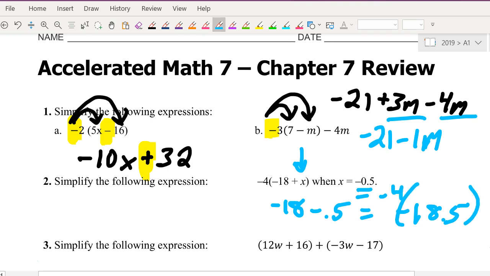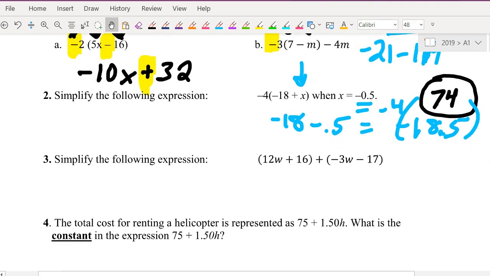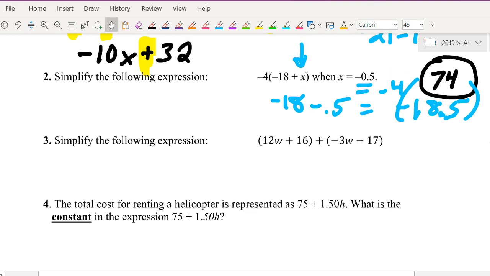Okay, I'm going to stop this. So, negative 18.5 times negative 4 is? It's 74. Actually, one class told me the wrong answer. It's 74. Positive or negative? Positive. Thank you. Okay, simplify the following expression. Which part?